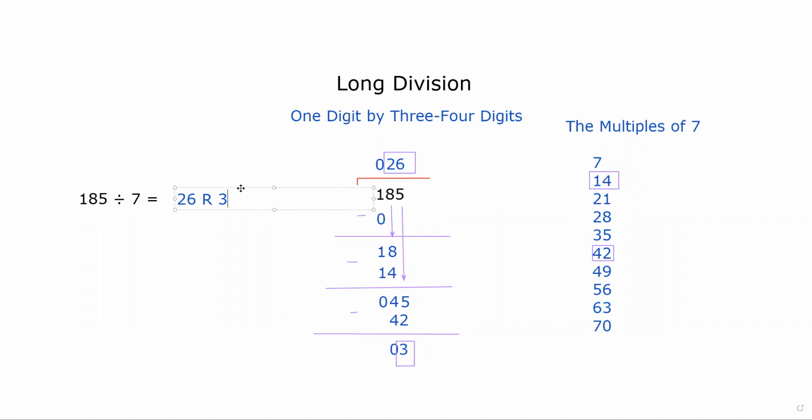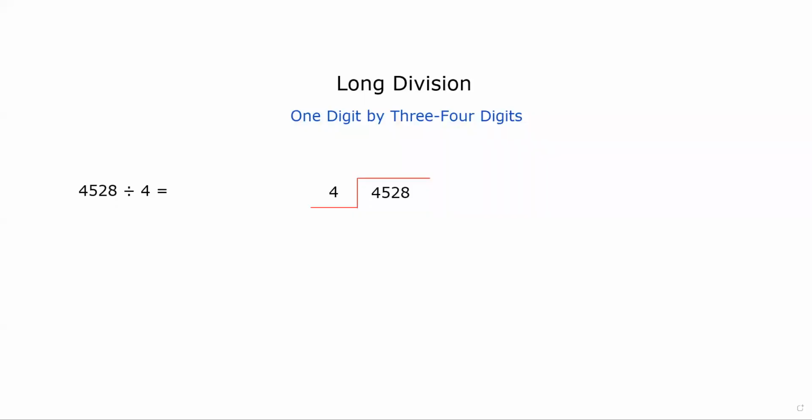So obviously, as you can see, if I have 185 ice creams and I wanted to give it equally to 7 students or 7 people, each one will have 26, and they'll have 3 as a leftover or 3 as a remainder. One more example, and I'll summarize the whole idea. So it is the same thing now, but we have a larger number. We have 4,528 divided by 4. It is the same thing.